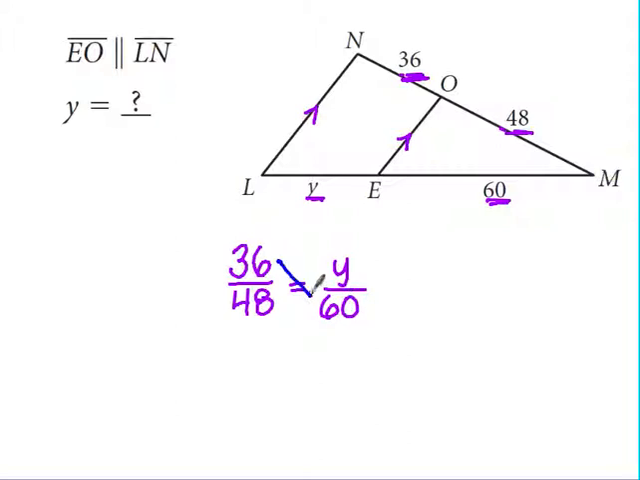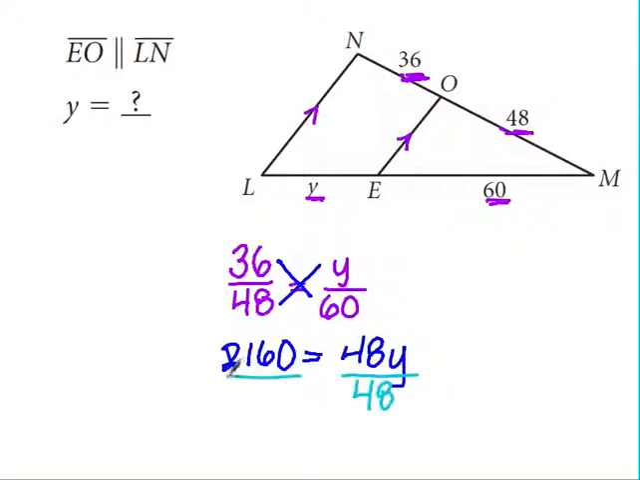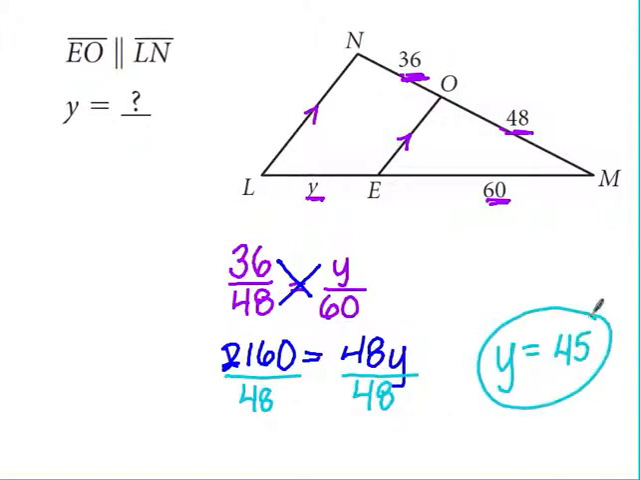So I'm going to take 36 times 60. And when I do that, I get 2,160. And that's going to equal the other diagonal, which is 48y. Okay, so when I go ahead and divide by 48 on both sides, what do I get y to equal? What was it? 45. Now, is that the only proportion I could use to find y?